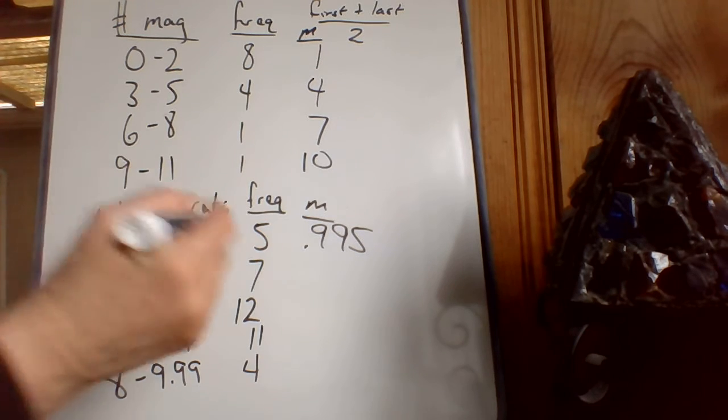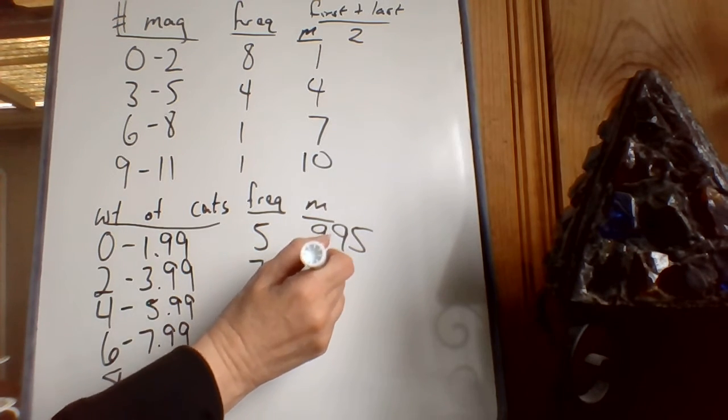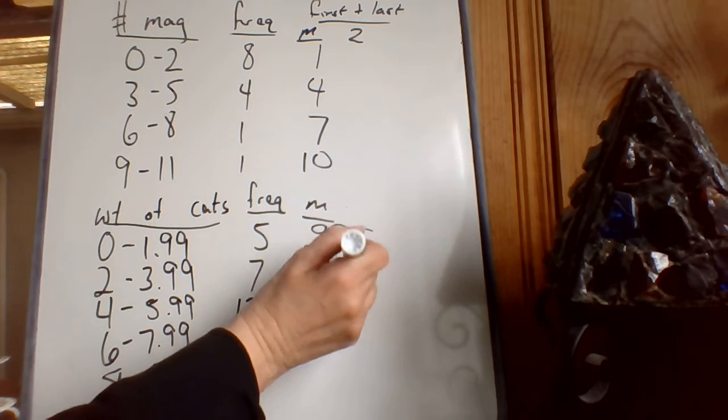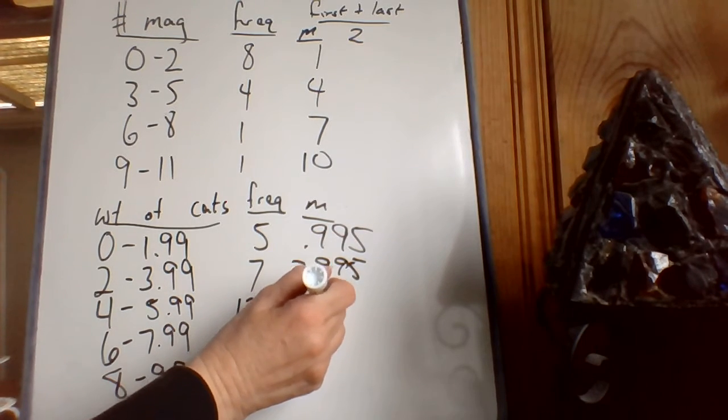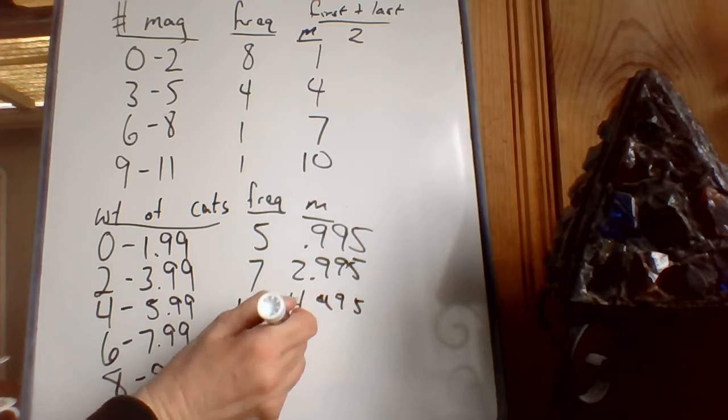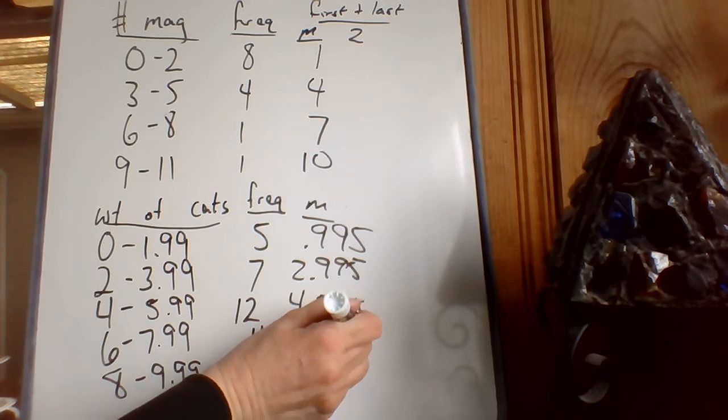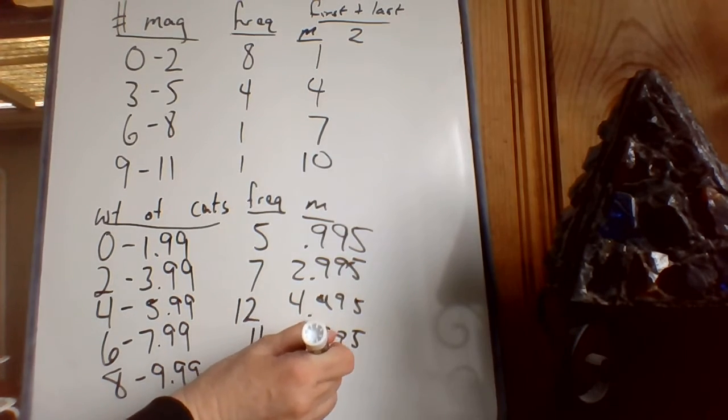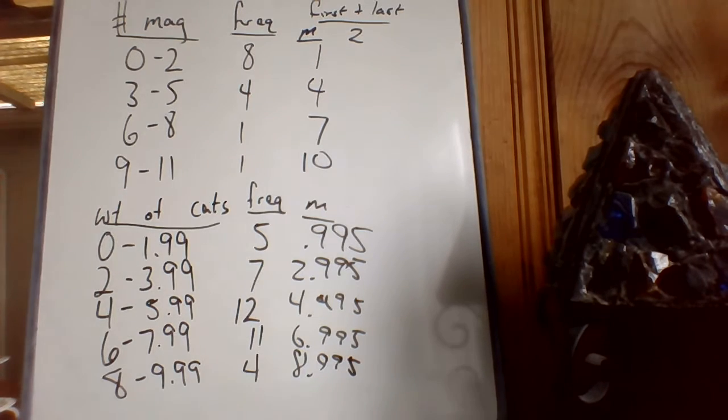The width here was 2, so I'm just going to keep going up by 2. 2.995, 4.995, 6.995, 8.995. And those are the midpoints for that.